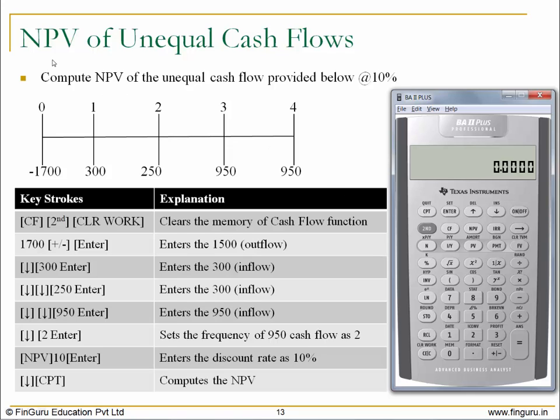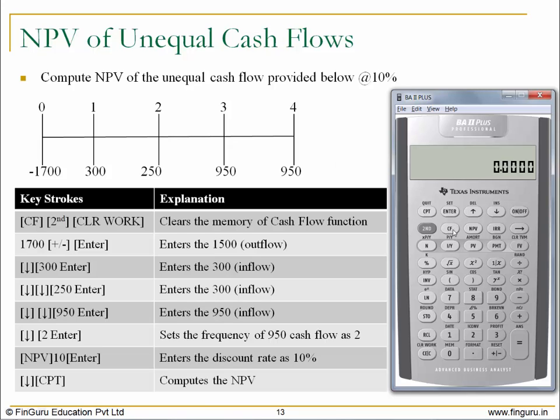Now, here we're going to calculate the NPV, which is the net present value of an unequal cash flow. Here on the timeline, we have represented the 1700 negative, which is an outflow, and 300, 250, 950 and 950 being inflows received at 1, 2, 3 and 4 respectively. Now these are unequal cash flows and we cannot use the PMT function which we had used in the previous case while calculating future value and present value. Now we will have to use the cash flow function and we will see how we can go about that.